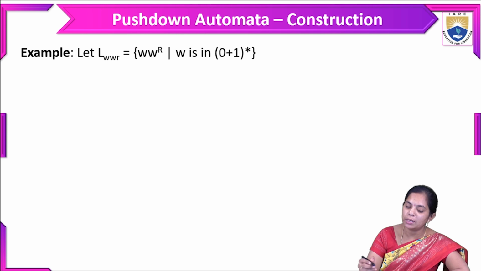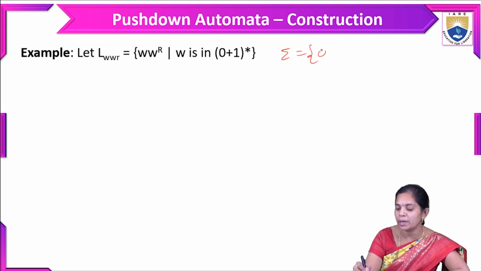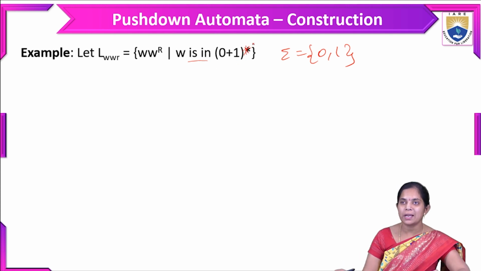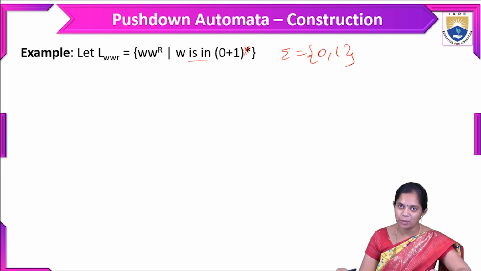Here W and W reverse, where the alphabet has 0, 1. In that case, W is in 0 plus 1, so either it starts or ends with 0 or 1. It is a sigma star, so it includes the epsilon; the empty string is also included in the star.